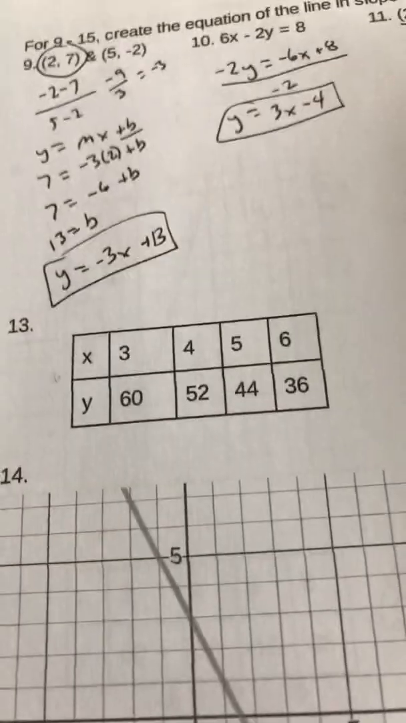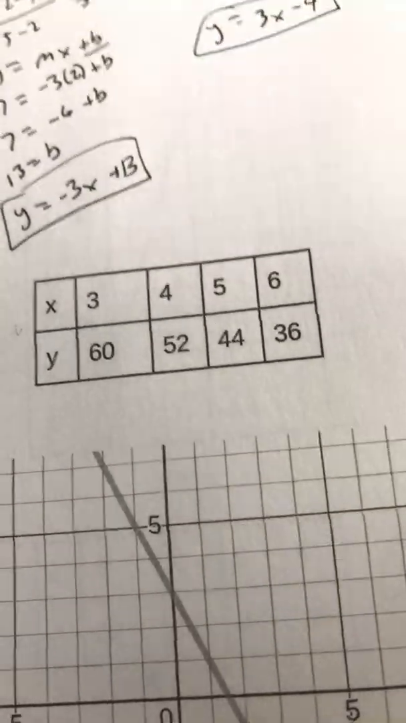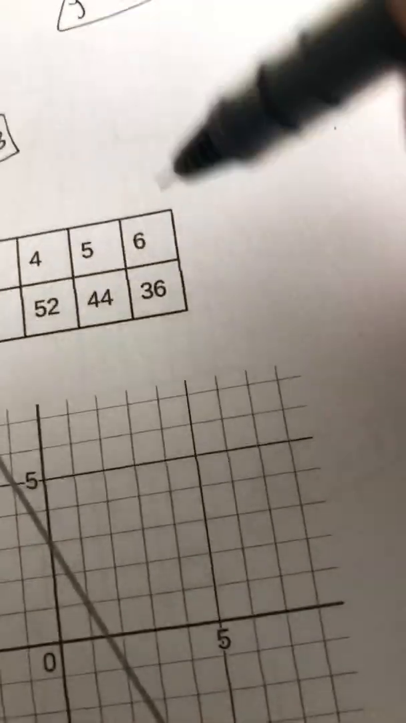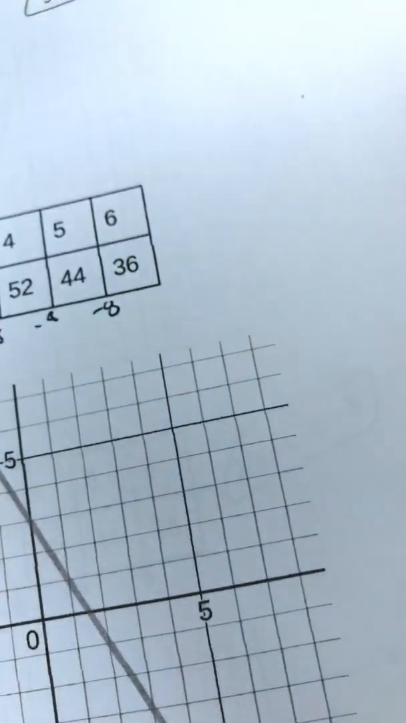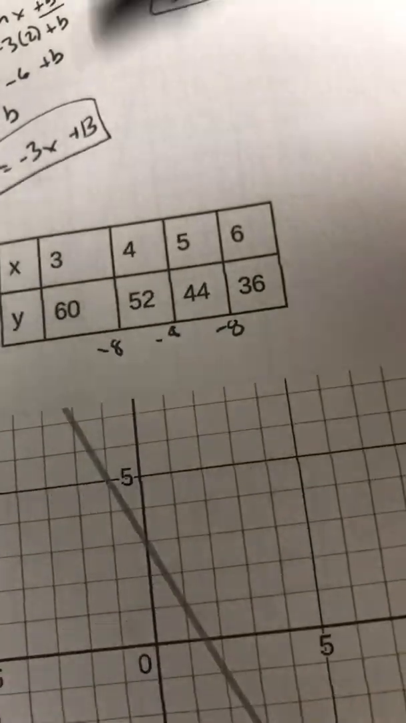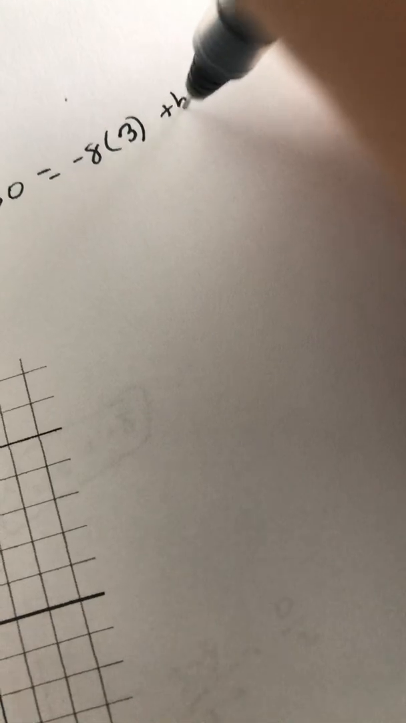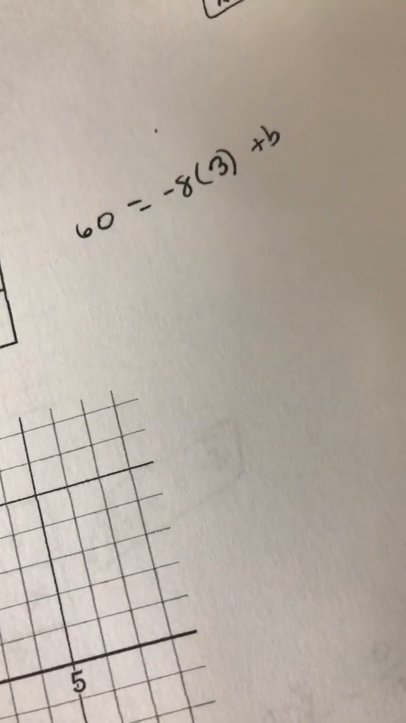And then 13, we're making the equation. Now we already know what the slope is from the other side. Our slope here was a negative 8. So now I've got to find the b value. So again, I can use my point. I'm going to use this one here, and I'm going to take the y coordinate, the slope, and the x coordinate, and I'm going to solve this thing for b.